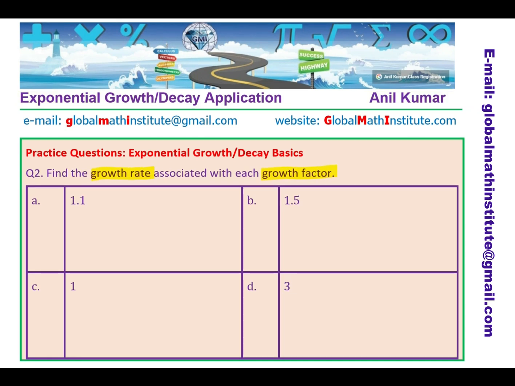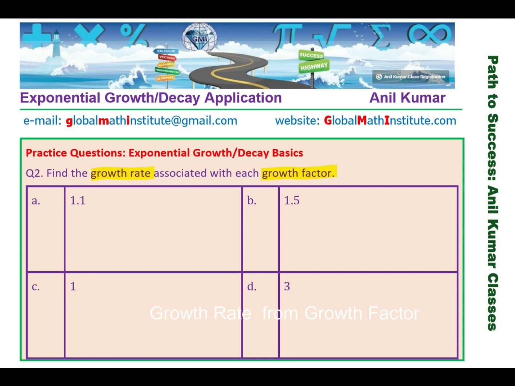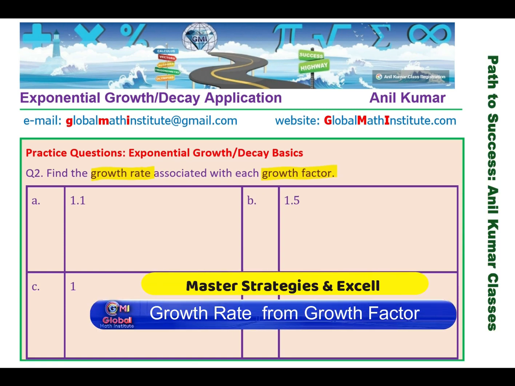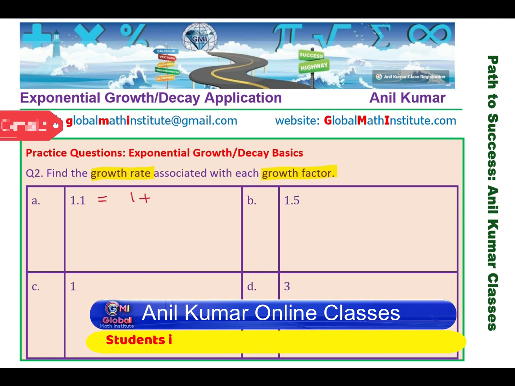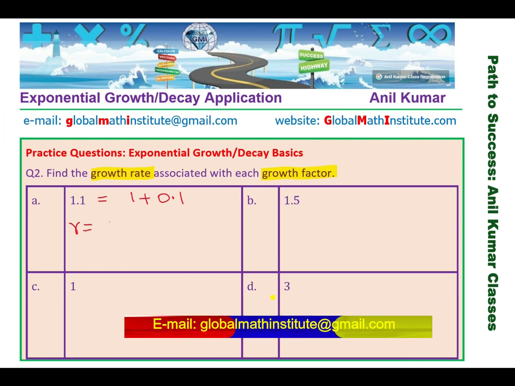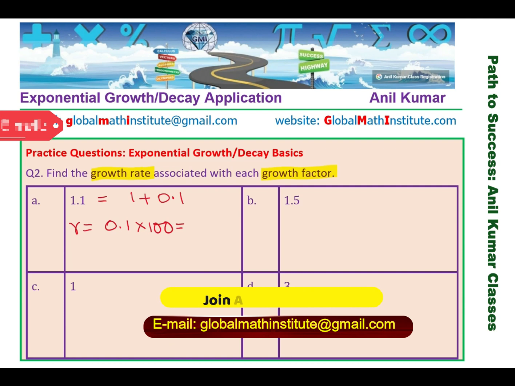In this question, we are asked to find the growth rate associated with each growth factor. We are given the growth factors 1.1, 1.5, 1, and 3. We have to find the growth rate from the given growth factor. So rewrite this as 1 plus what, right? 1.1 can be written as 1 plus 0.1, correct? We have to write the rate as a percent value, so 0.1 times 100 is 10%. So the growth rate is 10%.